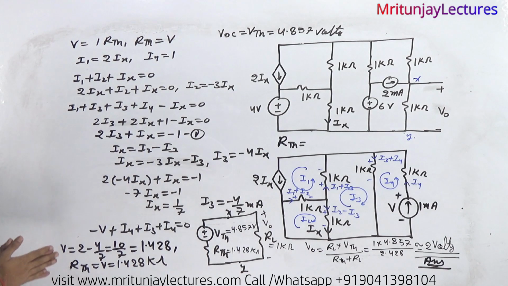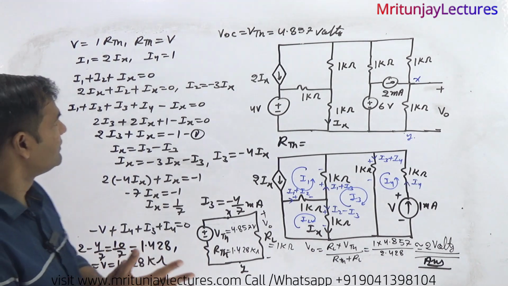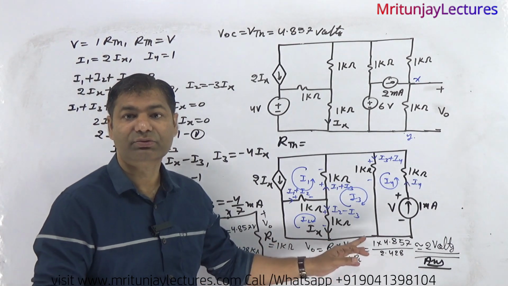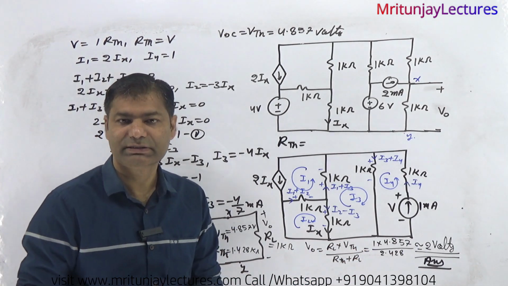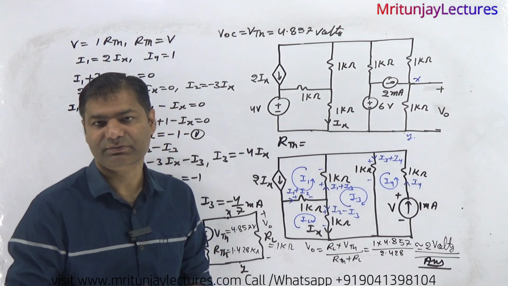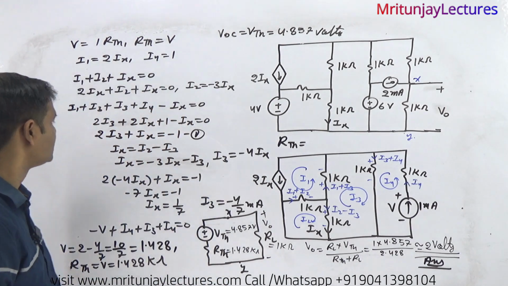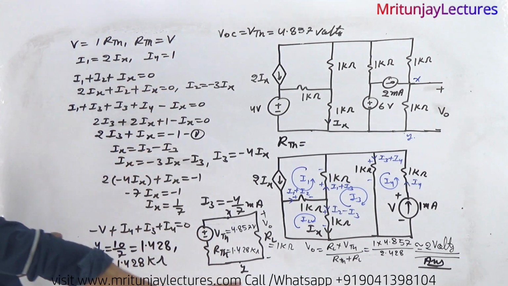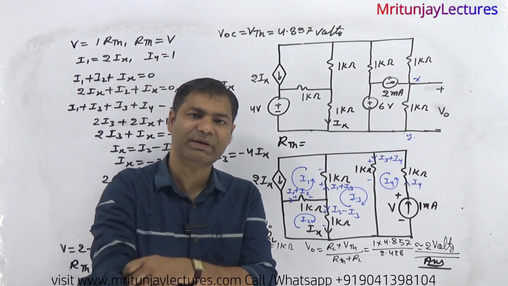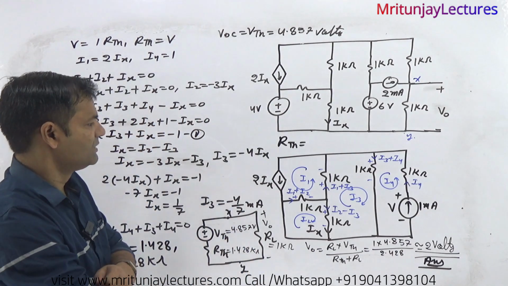Our motto, where we have focused, is RTH. RTH is equal to VTH, okay, because V is equal to I into RTH. I is 1, so V is equal to RTH. Basically, if you determine V, then we determine RTH. Clear or not? So how can we do it?